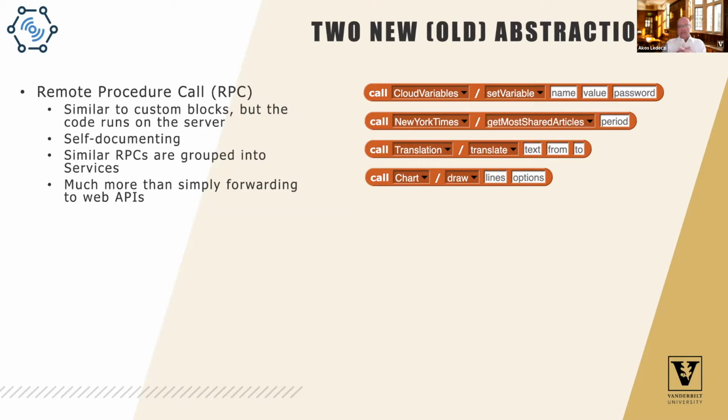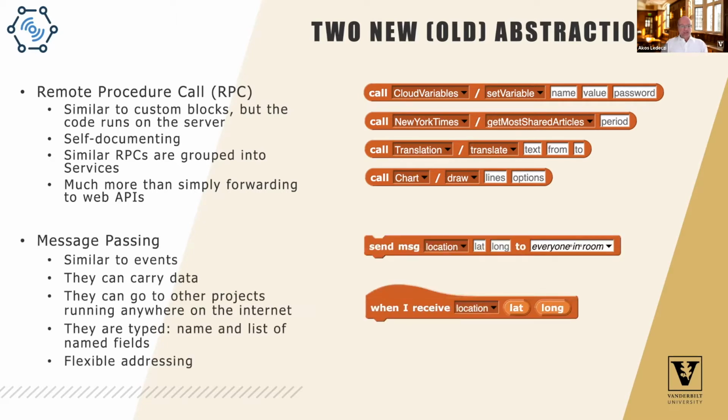So what you see here, cloud variables or translation chart, those are the services. And then the second pull down menu is the RPC that you can select from the pop-up menu, okay? And I always get this question, so this is basically just a wrapper around web APIs, but that's not true, and we'll see examples why not. They do more, and also there are some that are not web APIs at all. So for example, the chart service is GNU plot that runs on the NetsBlox server, so there is no additional outside service needed.